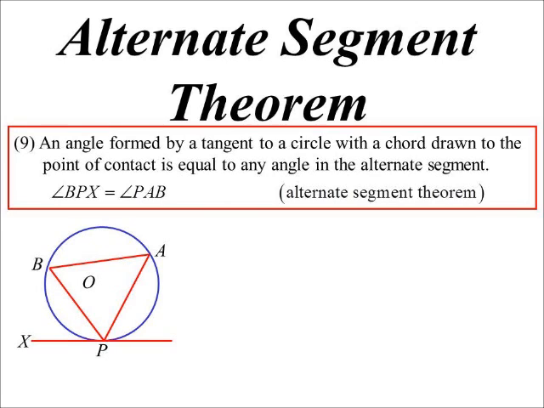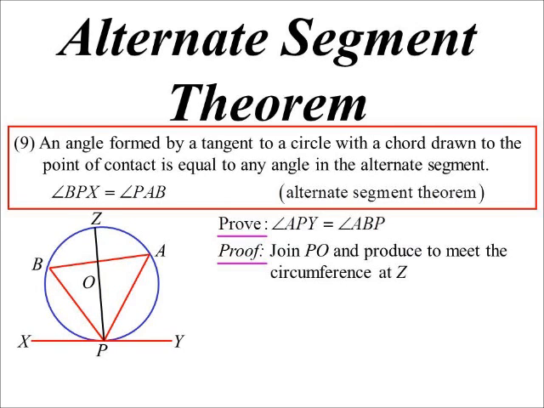Alternate segment theorem is fine as a name, because there is only one alternate segment theorem. So if you write alternate segment theorem, we know what you're talking about. Okay? Let's prove it anyway. So I want to prove APY is the same as ABP.